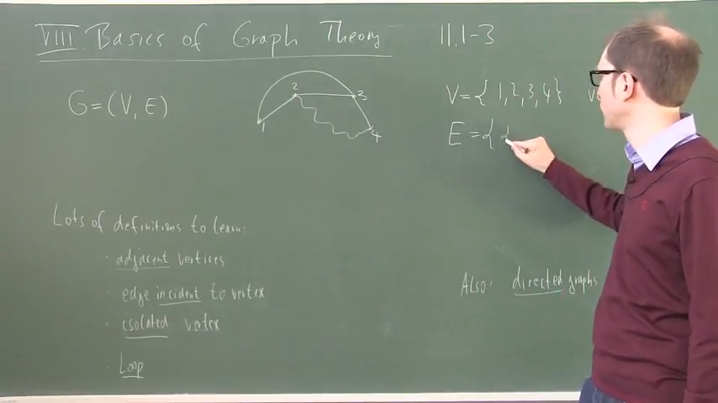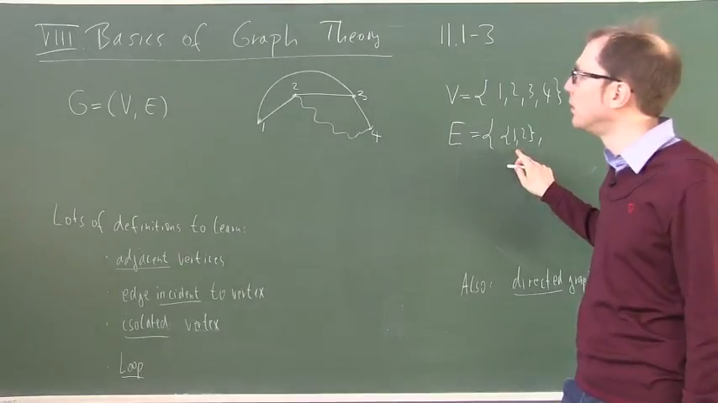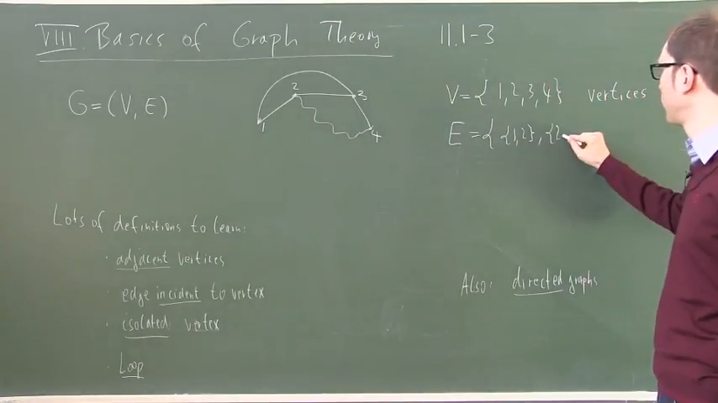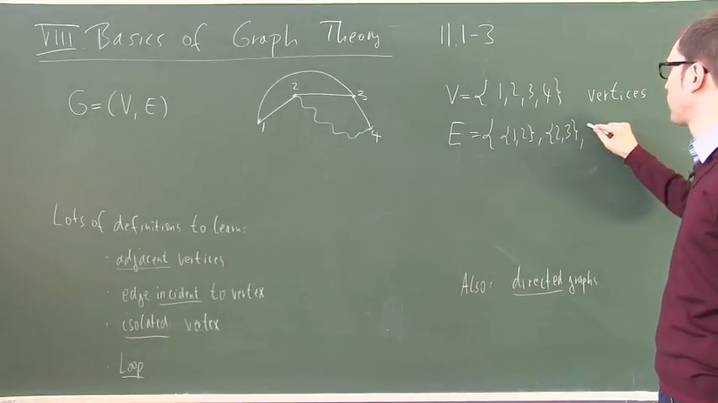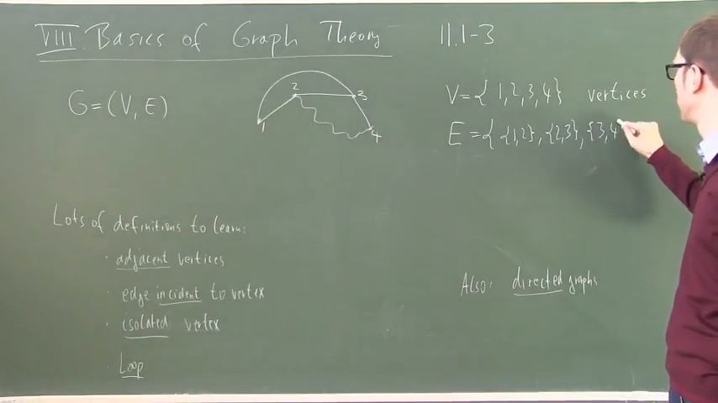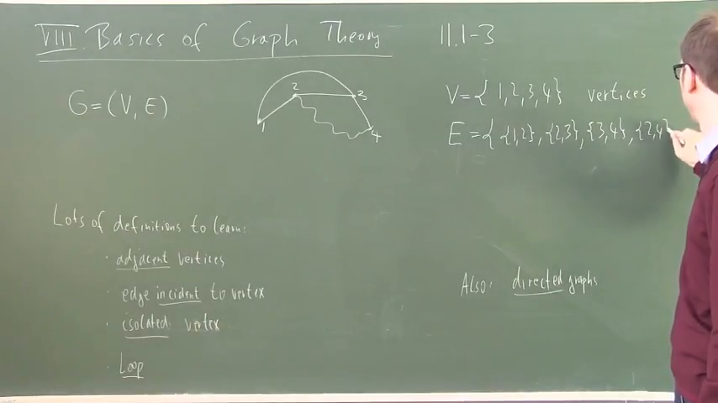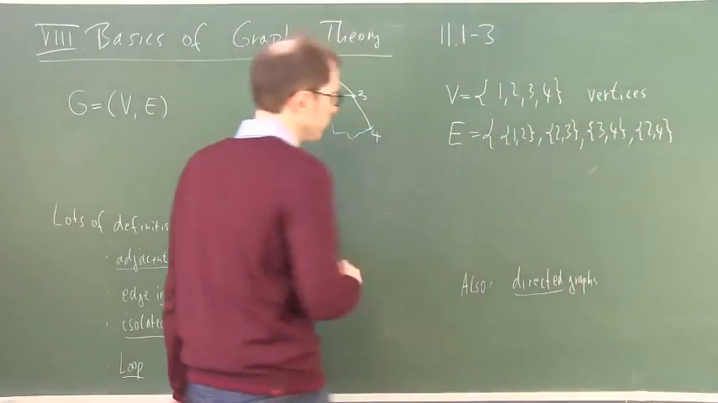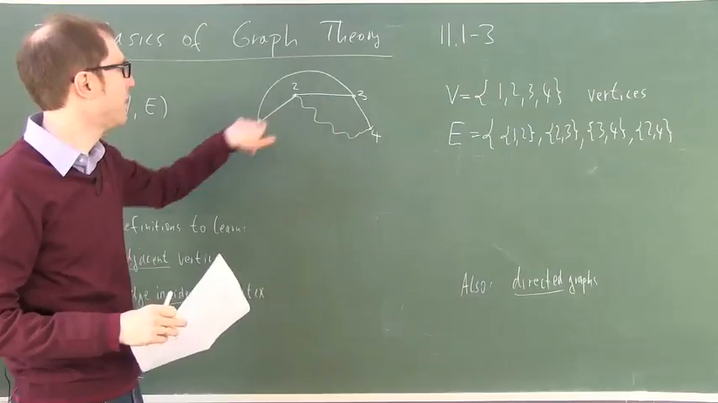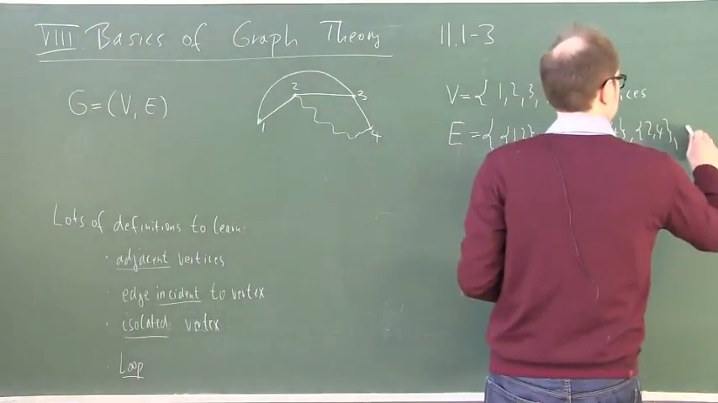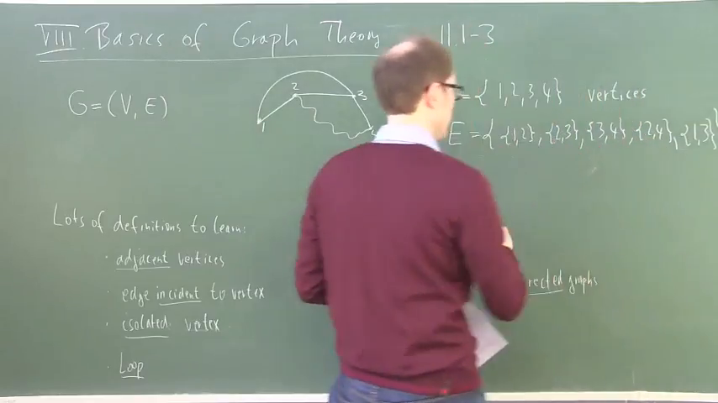So let's write this down. We have 1 and 2, 1 and 2 are connected, 2 and 3, 3 and 4. So 2 and 4 are connected, and 1 and 3. And that's it. These are the edges.